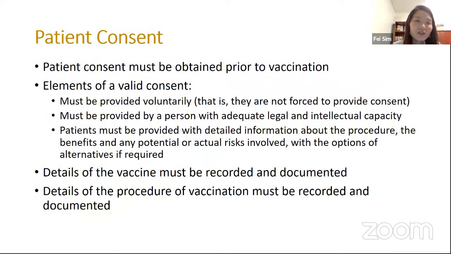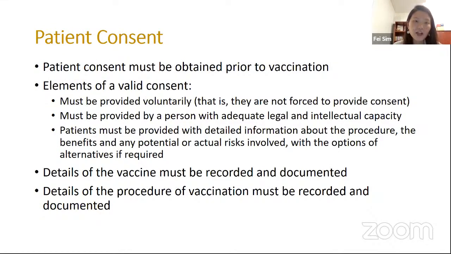So I'd like to talk about patient consent now, because you can't just force a needle or an injection into anyone, because the person actually needs to say yes. They need to say, yes, I agree and I give consent to be vaccinated. So patient consenting is something that is very, very important. But there are a few elements of a valid consent. First of all, the consent must be provided voluntarily. That means that people are not forced to give consent.